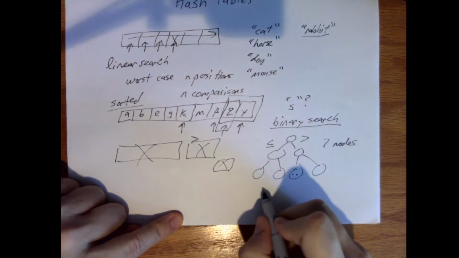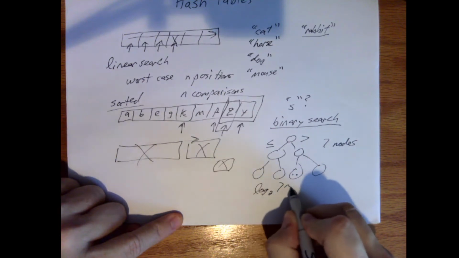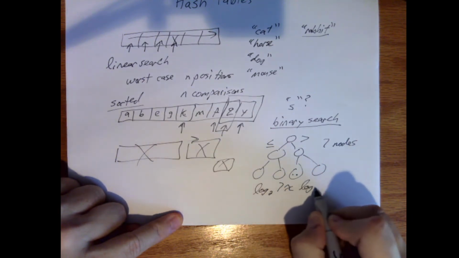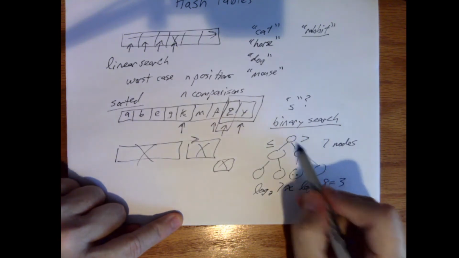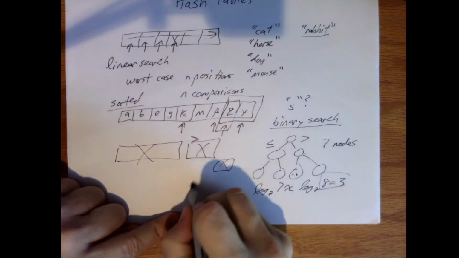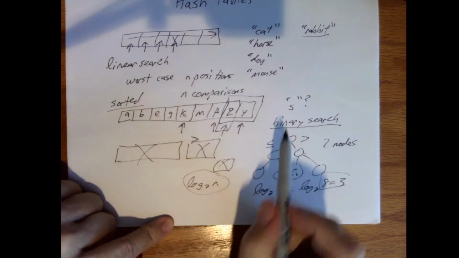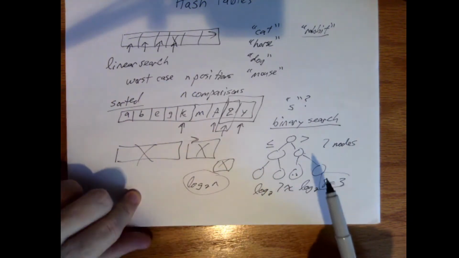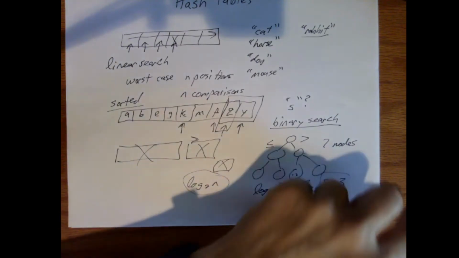So what I had here was log base 2 of 7, which is about log base 2 of 8, which I can do the math on. That's 3. So 1, 2, 3 questions. So log 2 of n is much better than n. So this is a better choice than this. But can we do better? Well, it turns out the answer to that is yes.